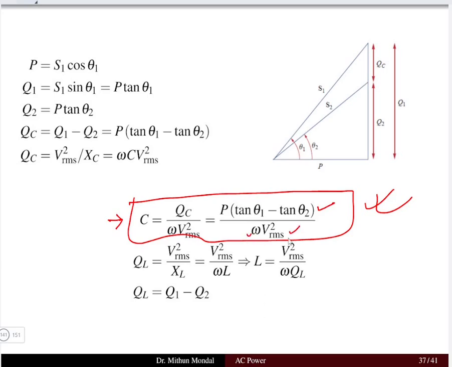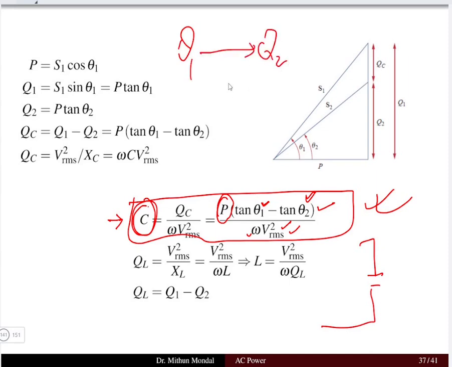The frequency is given to us. The RMS voltage of the supply is given to us, which is constant. We want to keep the real power constant. Theta 1 was the phase angle between the voltage and current without the capacitor. Theta 2 is the power factor angle we want to achieve. So we can get the capacitor we have to introduce in parallel to improve the power factor from theta 1 to theta 2, and we can calculate it from this formula.